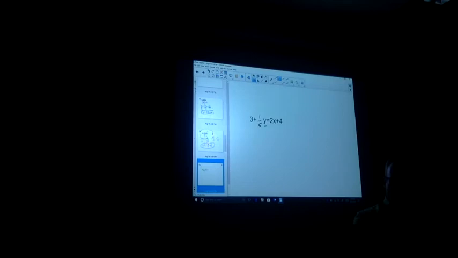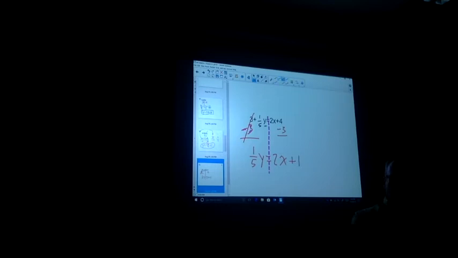Our next problem, again, we're going to solve for y. So I'm going to use my dotted line. So I'll subtract 3 from both sides. So the 3's cancel out nicely. So I have 1/5 y is equal to 2x. 4 subtract 3 is 1.